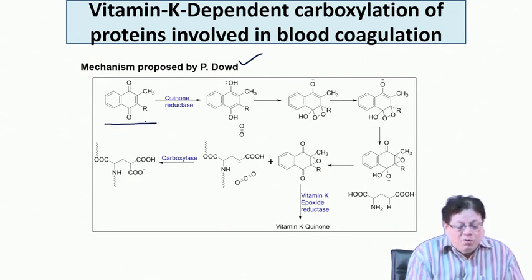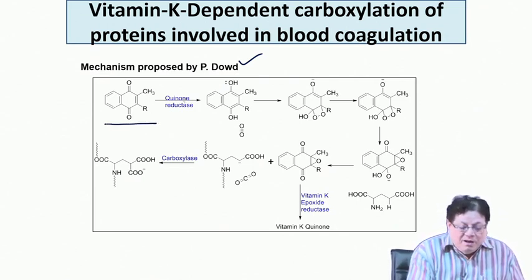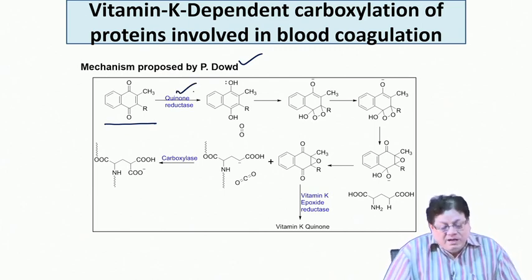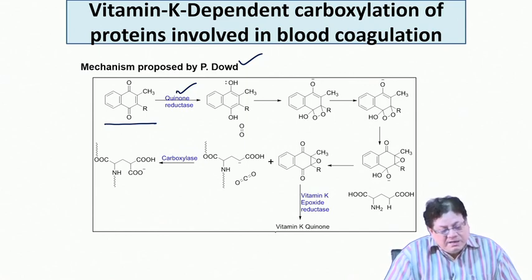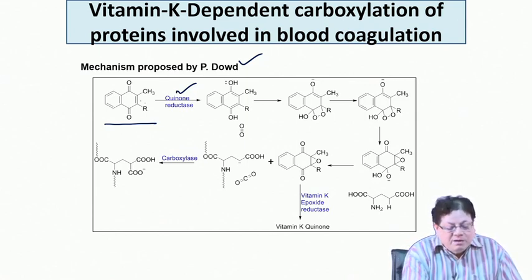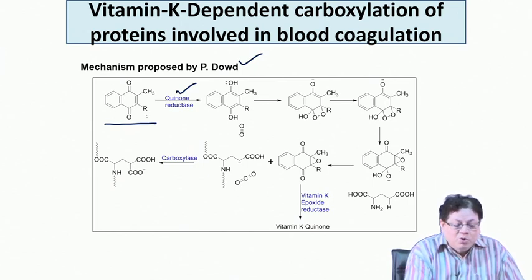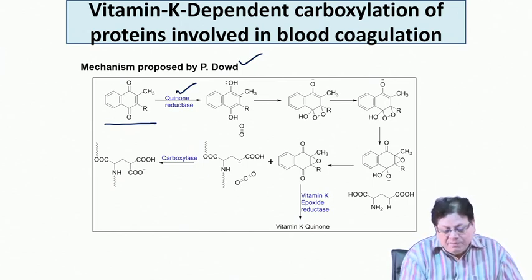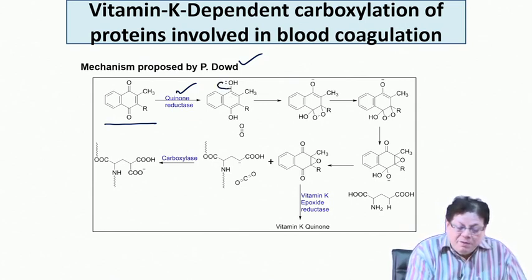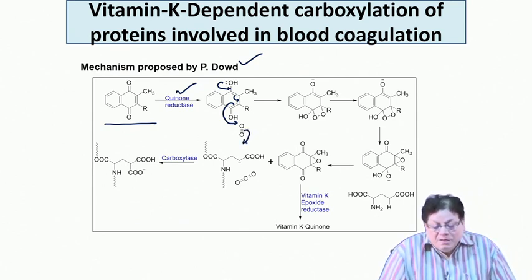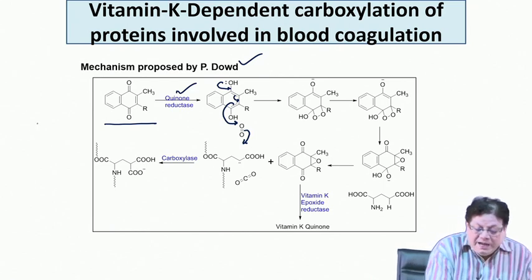First, the quinone form of vitamin K goes to the quinol by an enzyme called quinone reductase. Quinol means this is an electron withdrawing system and this is an electron donor system. Now, this lone pair can come here and this goes here and that attacks the oxygen. Initially, what you will get is this.